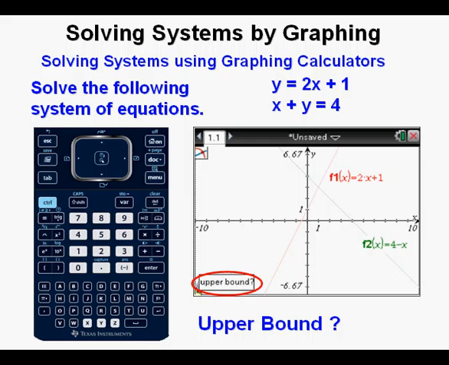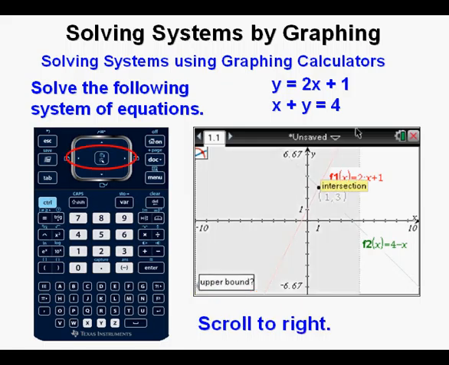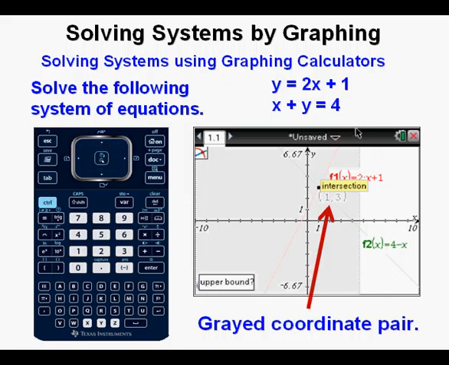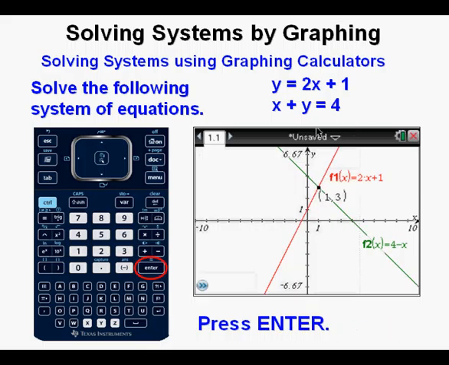Using the touchpad, scroll to the right of the intersection. You can see the grayed out area going to the right. And if you look hard, you can see a grayed out coordinate pair below the intersection label. Press Enter. It shows the intersection or solution at 1, 3.